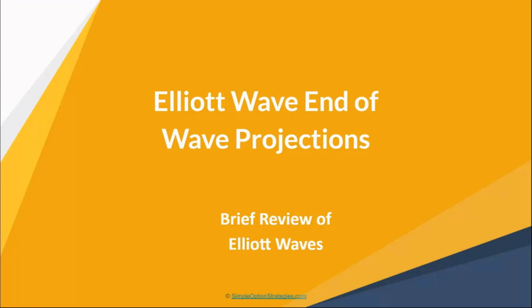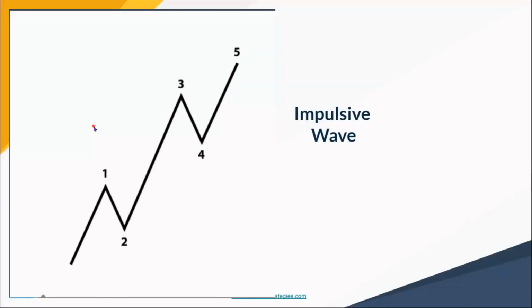So before we start looking at these end of wave projections, let's take a real brief review of basic Elliott wave theory. Elliott waves have two different kinds of things we look at, and number one is an impulsive wave, and you can see one in front of you. Bearish ones are the exact opposite.